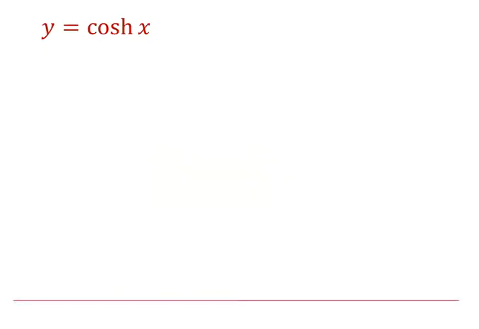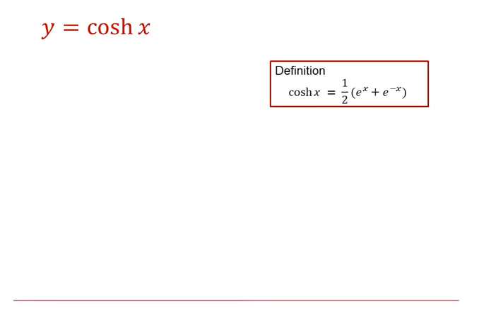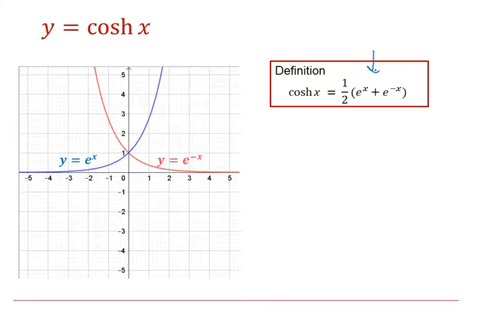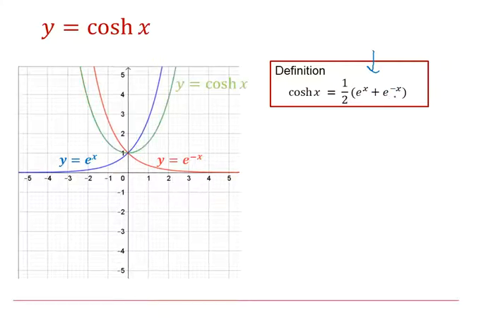So if we start to look at y equals cosh x in a little bit more detail now, the standard definition of cosh x is a half of e to the x plus e to the minus x. And we can start to build up a graph of cosh x if we think about the graph of e to the x, which we've seen many times before, and the graph of e to the minus x. Then if we add these two graphs together and divide by 2, or think of it as taking an average of these two graphs, we will have cosh x. So there is the graph of cosh x.